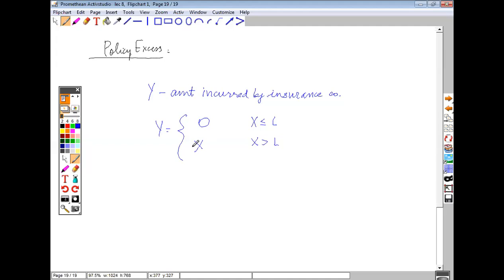Why do you think it should be X? Ma'am, I wanted to ask, if the amount is greater than L, the insurance company will pay the full amount, right? The claim amount. No, no, no. Only the rest of it. The insurance company will pay only the rest, so it will be X minus L. What do you think, Isha and Vanshita? Should it be X minus L?